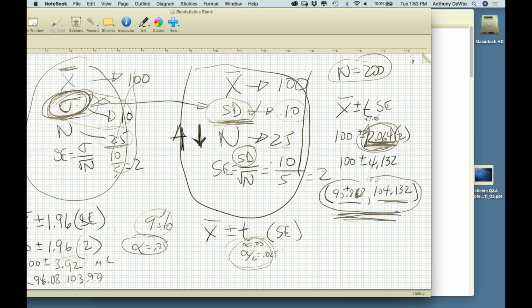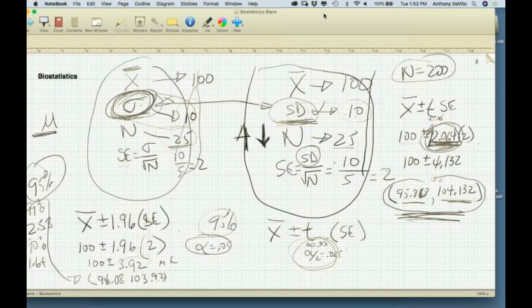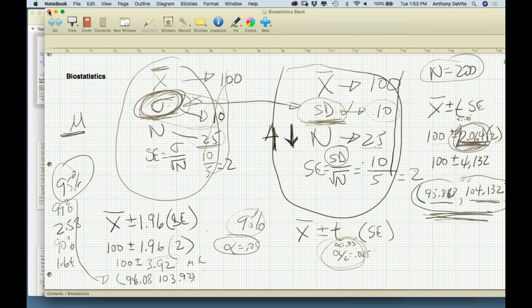Good. So I think we kind of have this worked out a little bit, right? You guys okay with that? Okay. So I'm going to take this opportunity to talk about the other thing that we calculate confidence intervals for, and that's for proportions.